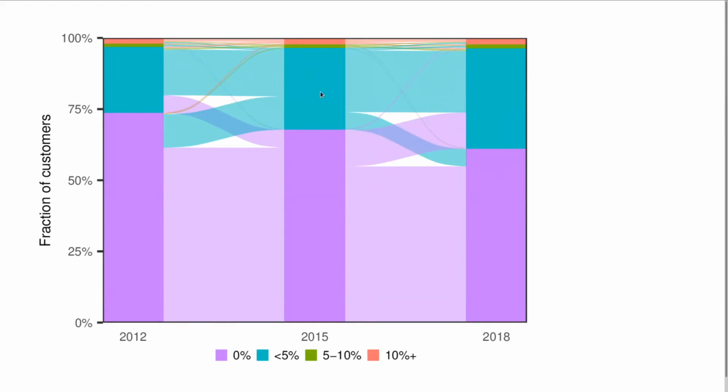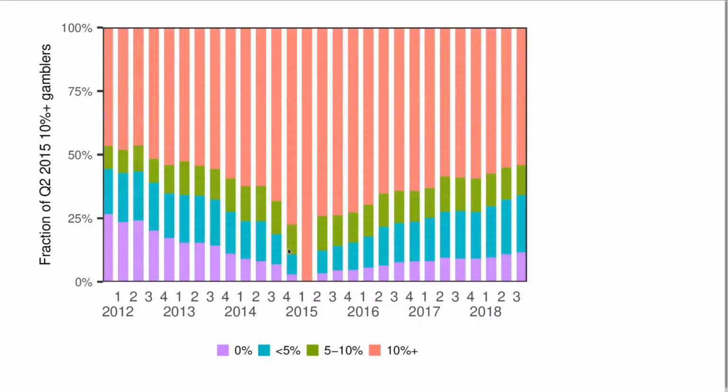And what I'm going to do is zoom in on these people here, who are the people who are spending more than 10% of their money on gambling. So we're just going to zoom in on them. And so in 2015, this red bar, that's all of the people who spend more than 10% of their money on gambling in 2015. So it's only the top end gamblers.